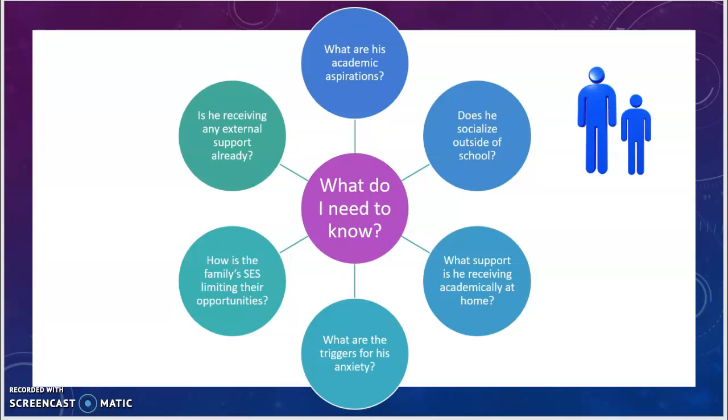Firstly, I want to look at what I need to know as Josh's teacher. This will give me ideas about strategies that I could possibly use to engage with him. So things like, what are his academic aspirations? Does he socialize much outside of school? What kind of support does he receive academically at home? What are the triggers for his anxiety? And how does the family's socioeconomic status limit their opportunities? All of these aspects need to be considered before formulating this plan.